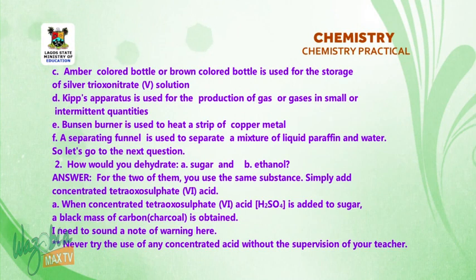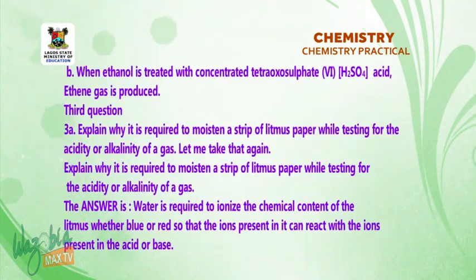For the two of them, you use the same substance. You simply add concentrated tetraoxosulfate 6 acid. When concentrated tetraoxosulfate 6 acid is added to sugar, a black mass of carbon, charcoal, is obtained. I need to sound a note of warning here. Never try the use of any concentrated acid without the supervision of your teacher. And number 2, when ethanol is treated with concentrated tetraoxosulfate 6 acid, ethane gas is produced.